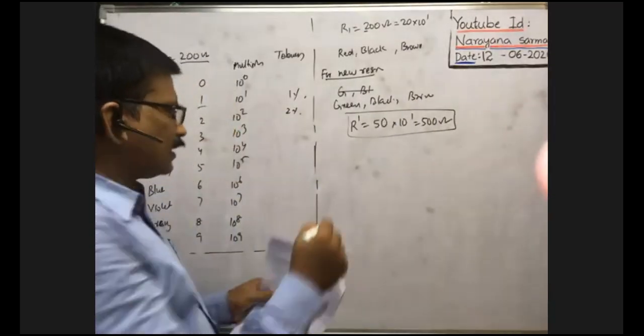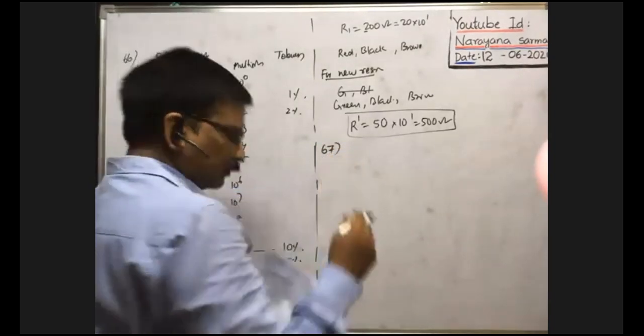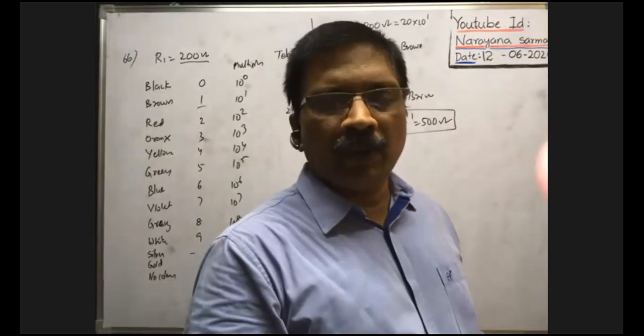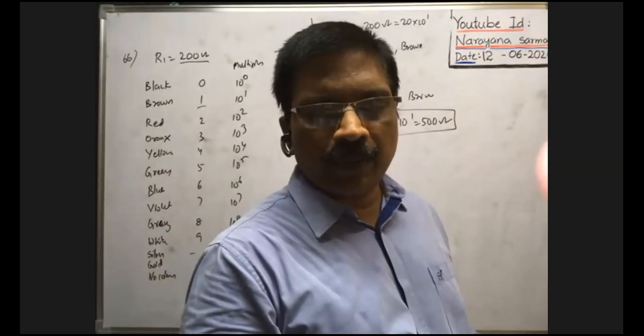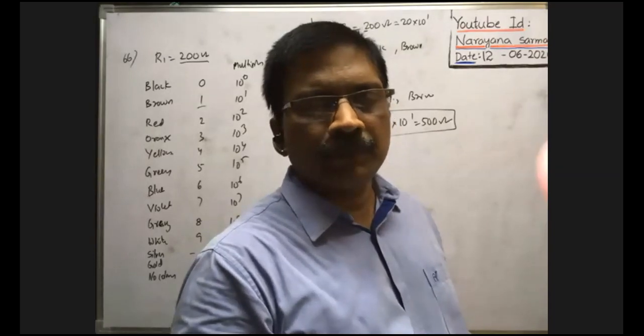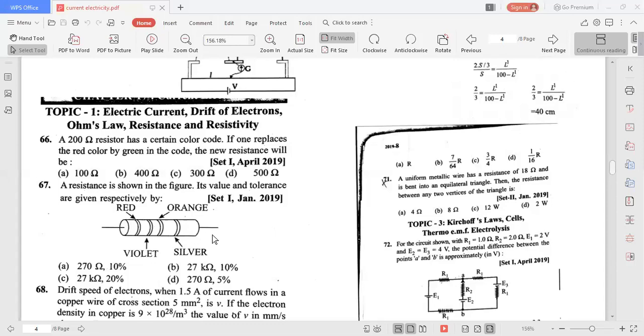Next problem, 67 is also the same. All of you look at the problem. All of you see that problem. 67th problem, you see. A carbon resistor is represented with different colored bands as in the diagram. You see the diagram. 4 colored bands or colored rings are given.